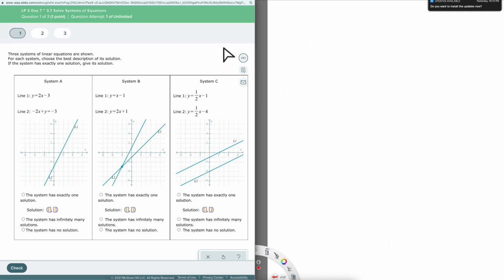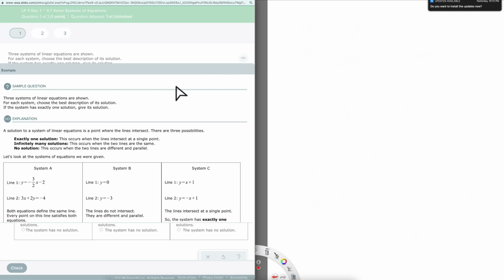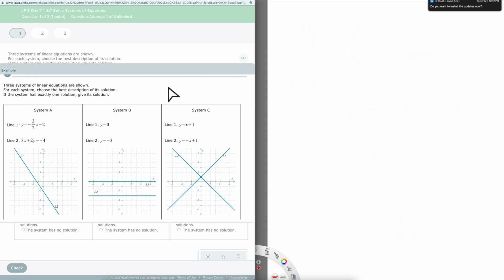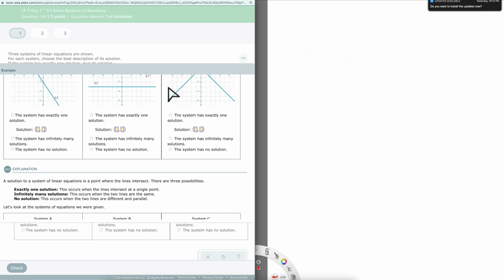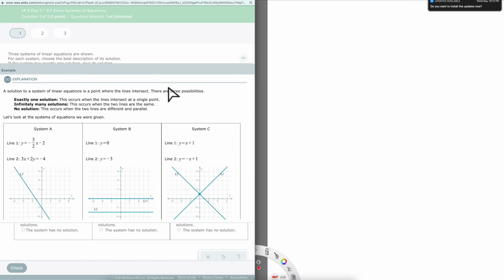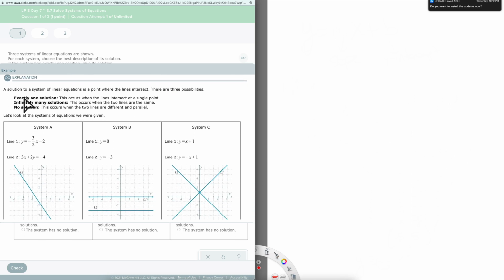Example will quite literally show you a problem type just like you're looking at, and it'll give you an example of what you're trying to do here. So with this one, we're categorizing types of solutions. So there's 3 types of solutions. There's exactly 1 solution. This occurs when the lines intersect at a single point. So we can kind of see this happening. There's 1 solution, 1 point that works for both lines because that's where they cross. So we call that exactly 1 solution.